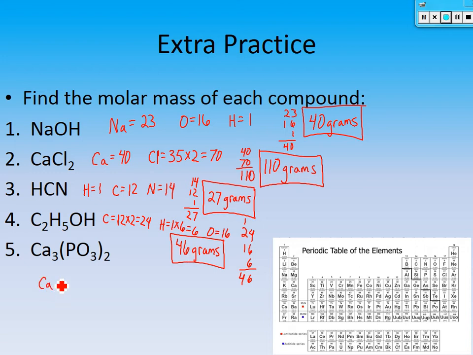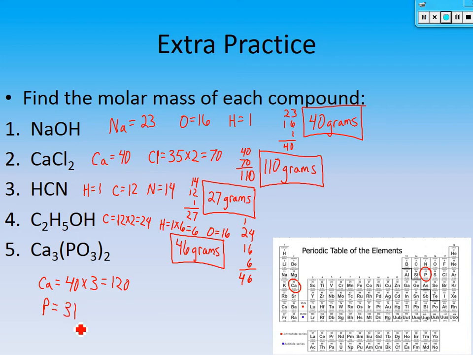We've got calcium, and if you look up calcium on the periodic table, it's right here. It has the molar mass of 40. But how many do we have, guys? We have 3 of them, right? So there's 3 calciums. What's 40 times 3? 120. Okay. We've got phosphorus. Phosphorus on the periodic table is over here. If you look at that number, phosphorus is 30. What does that round to? 30.97.